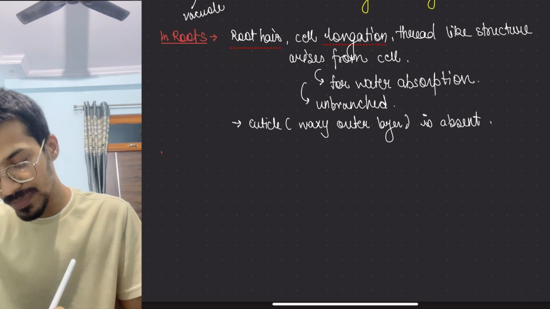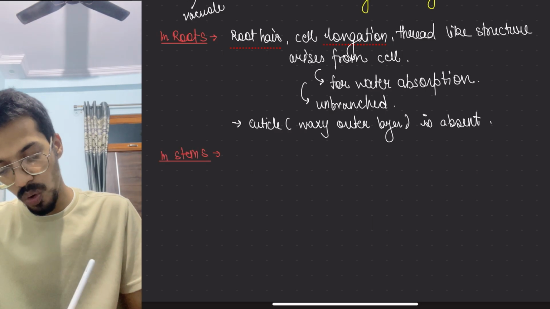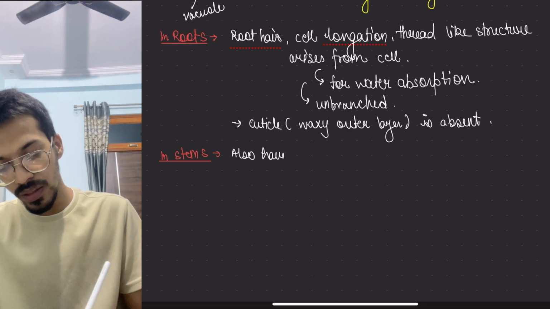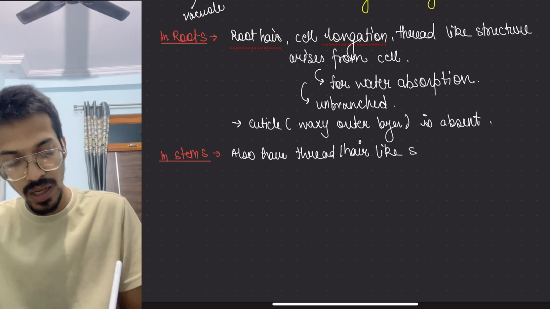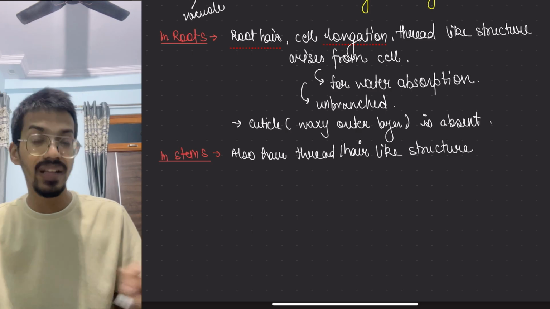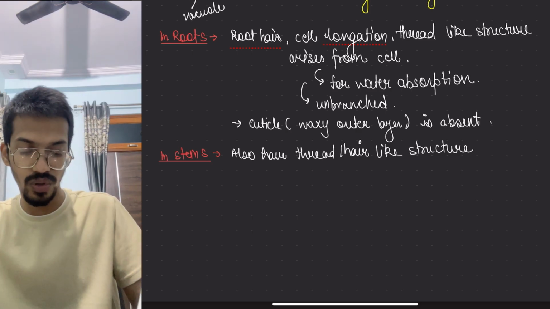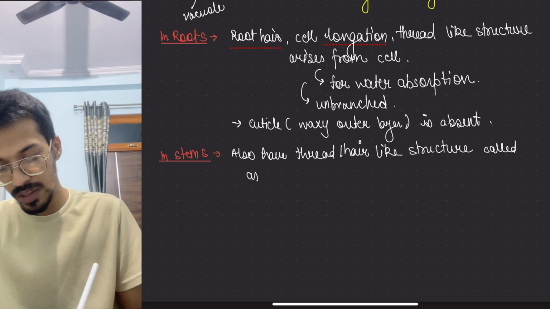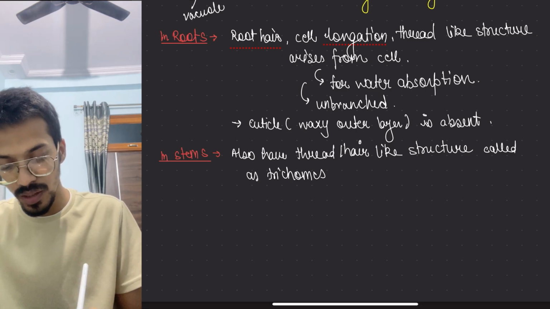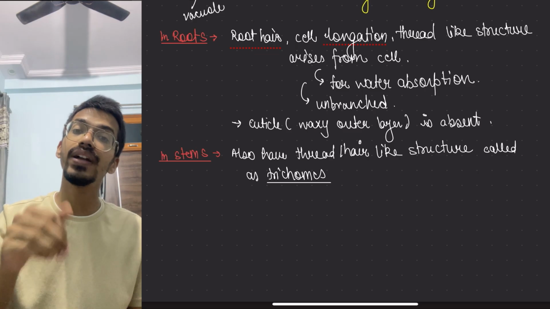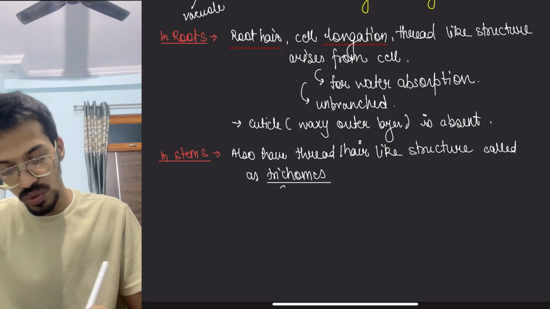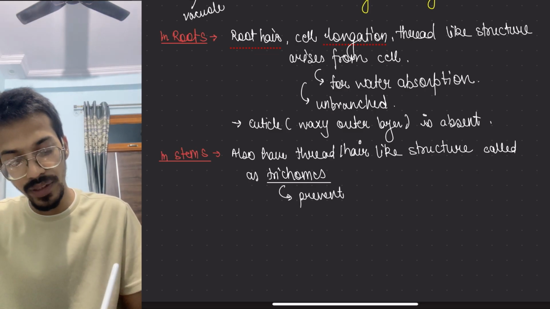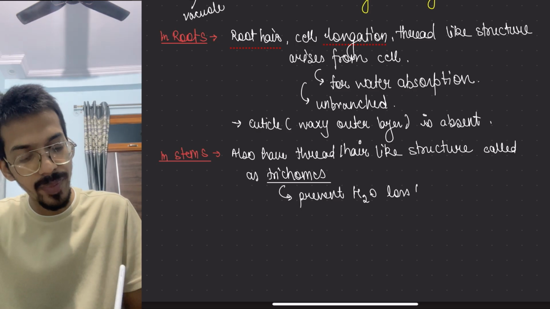Coming to the next, in stems. Now stems also have thread-like or hair-like structures, but here we don't call them stem hairs. They are called trichomes. Now what do they do? They help in preventing water loss. Why? Because they are covered by the waxy layer. So they prevent water loss. Water loss occurs when there is transpiration.